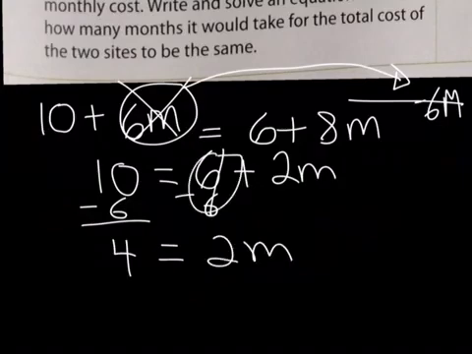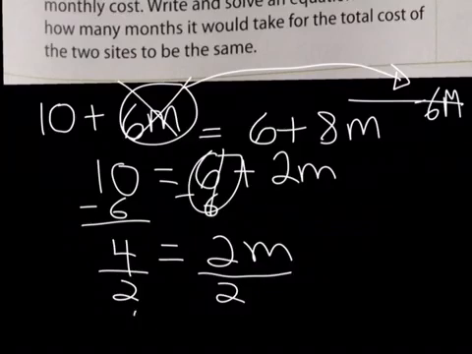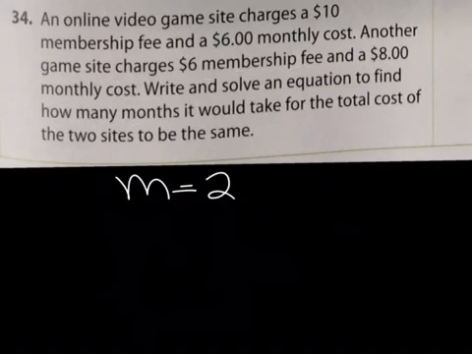Now let's divide out the coefficient. If I divide out the coefficient from this side and from the other side of the equation, I'm going to have 2. This is divided out as m. So m is 2. What does that mean in terms of the question? If m is 2, and m is the variable representing the word month, they wanted us to write and solve an equation to find how many months it would take for the total cost of the two sites to be the same. M is 2, so it would equal 2 months.